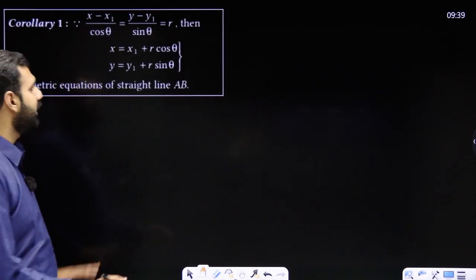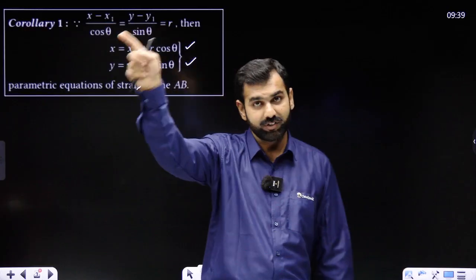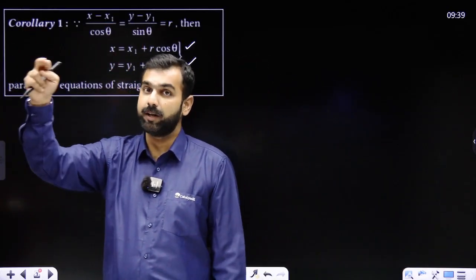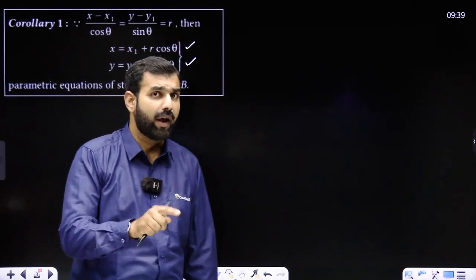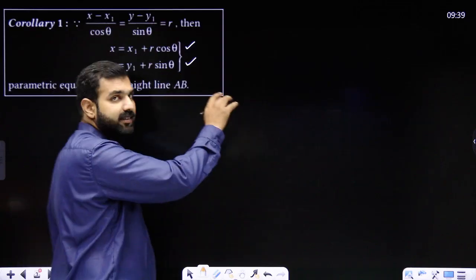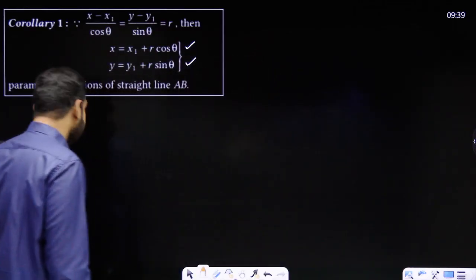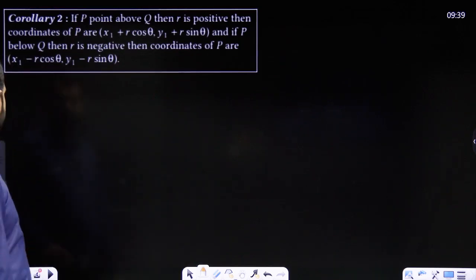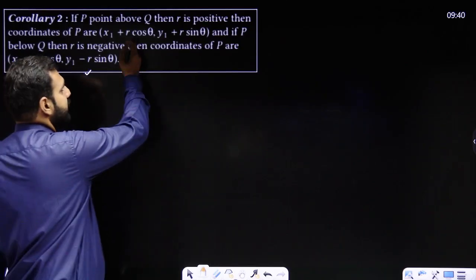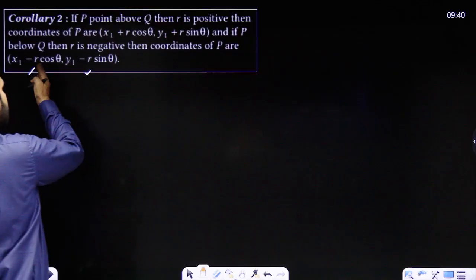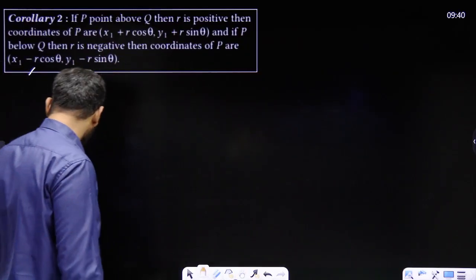So I hope we have already seen that a point can be taken as x1 plus r cos theta or x1 minus r cos theta, depending on whether it is above or below that x1 comma y1. Similarly, the y coordinate can be y1 plus r sin theta or y1 minus r sin theta. Along with that, it could be plus r cos theta, plus r sin theta, or minus r cos theta, minus r sin theta from x1 y1, depending on above or below.